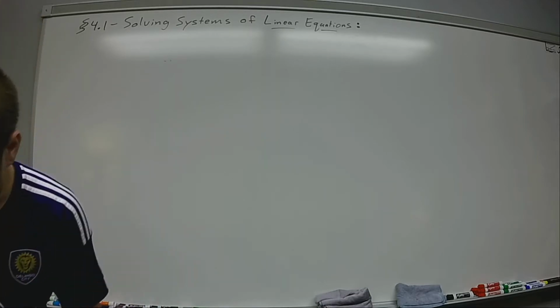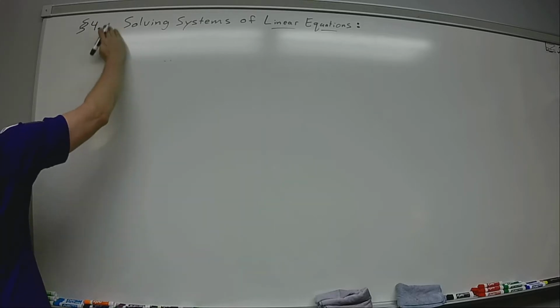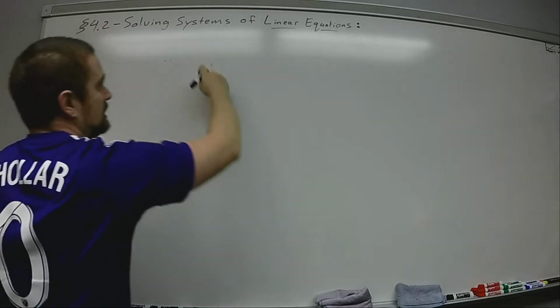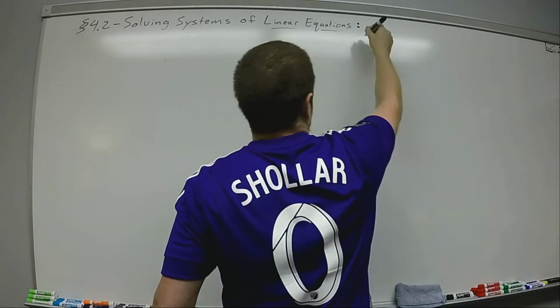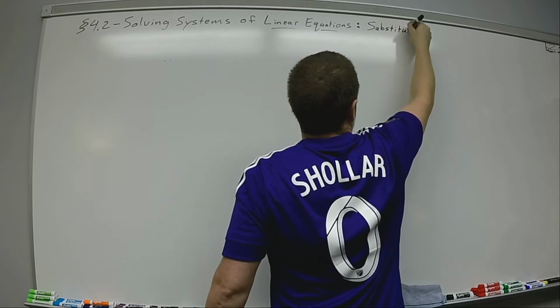So we'll get away from the graphing and we'll talk about section 4.2, which means we're still solving systems of linear equations, but the technique we're going to use is a technique called substitution.